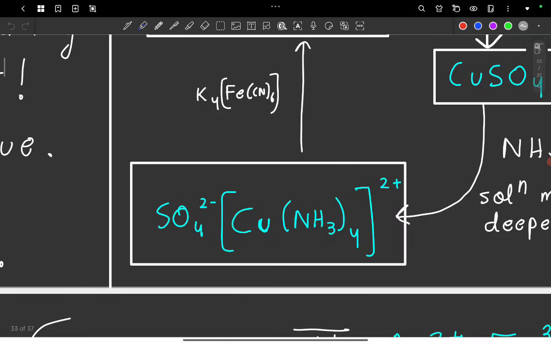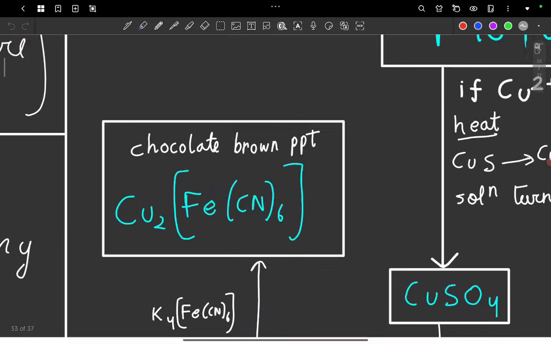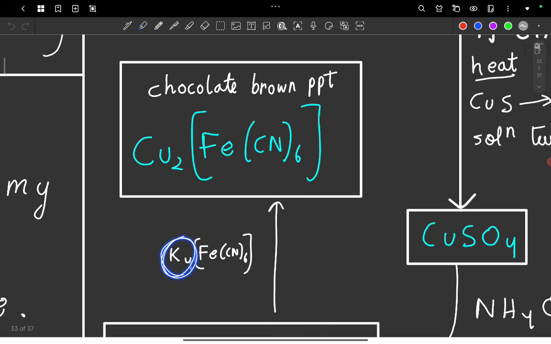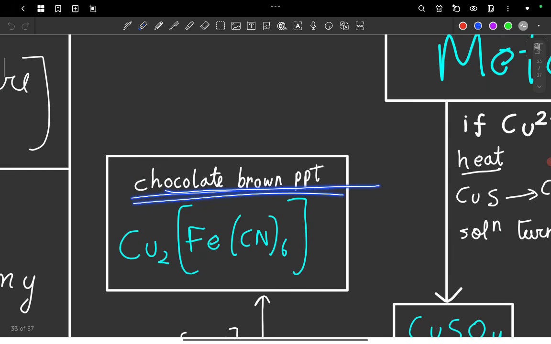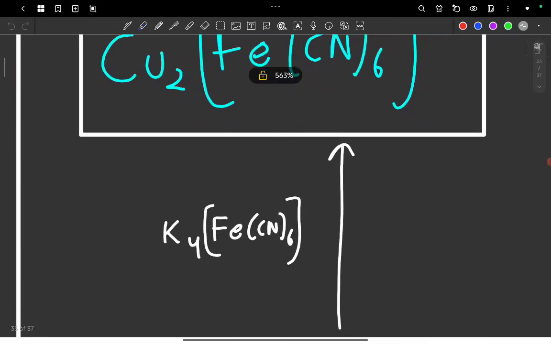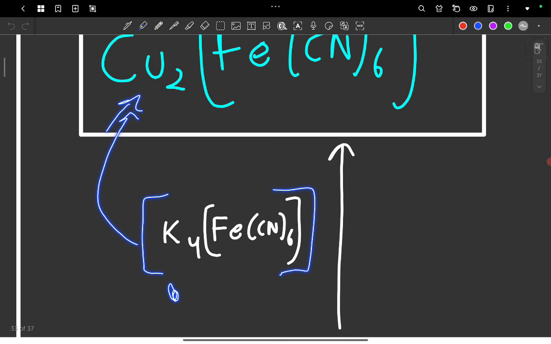So once you react this copper tetraamine complex with potassium hexacyanoferrate, basically the copper displaces the potassium, which becomes the spectator ion, and it forms a chocolate brown PPT. Okay, chocolate brown, like the color of chocolate, imagine it in your head. So that color PPT is formed. And in most cases of tests with potassium hexacyanoferrate, the metal you are testing will almost always replace the potassium, because potassium, as you know, is a very reactive metal.